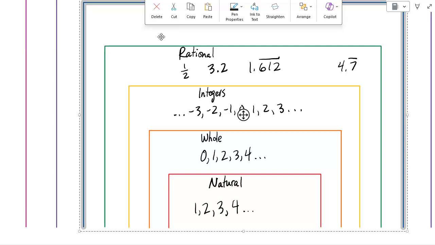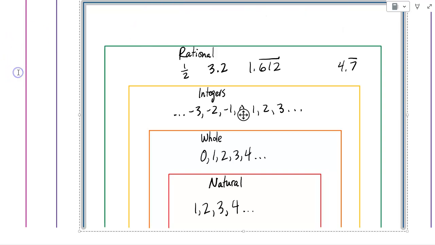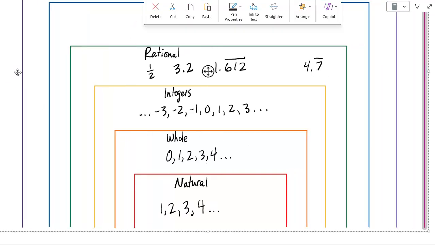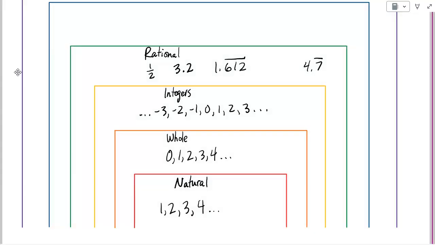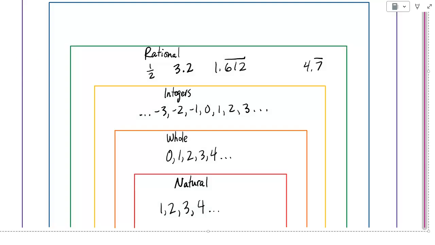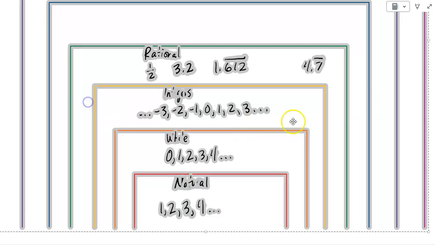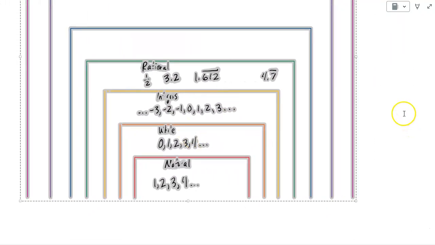Oops, OneNote's acting up on me. So the next layer up here, if this will let me move, I swear, technology never wants to work when I want it to work. Thought it was going to be a quick example.